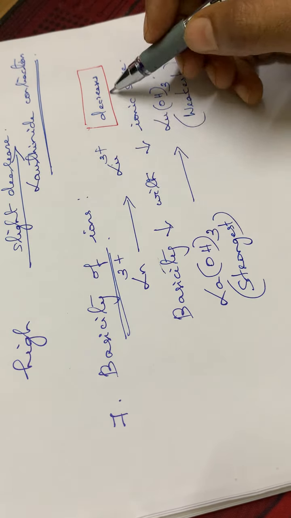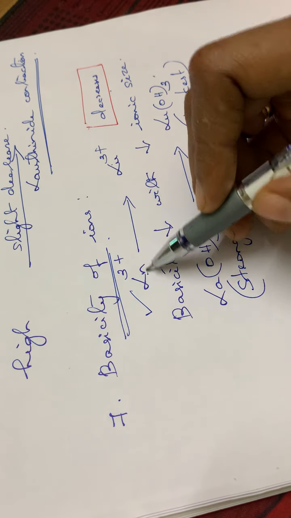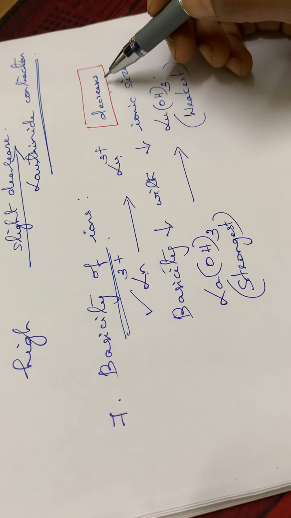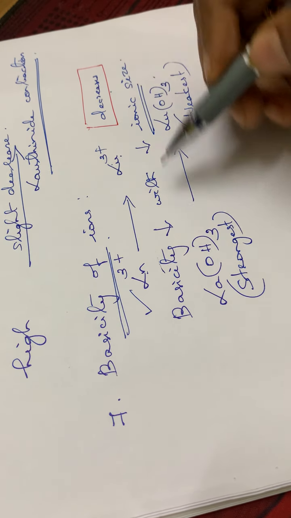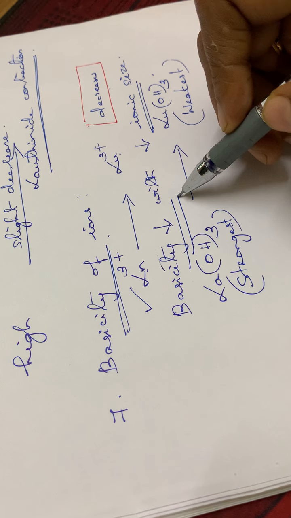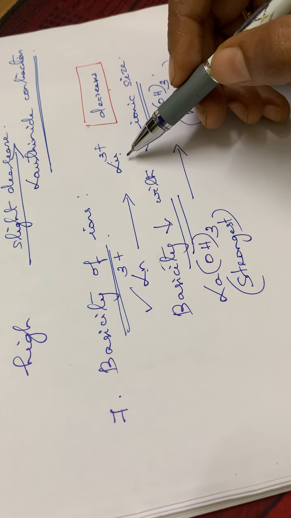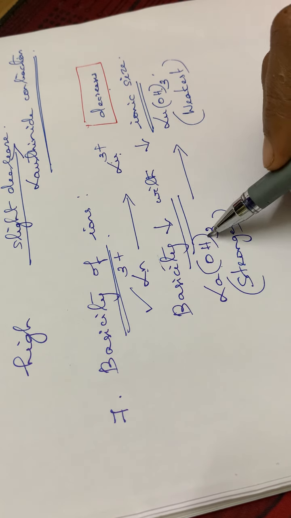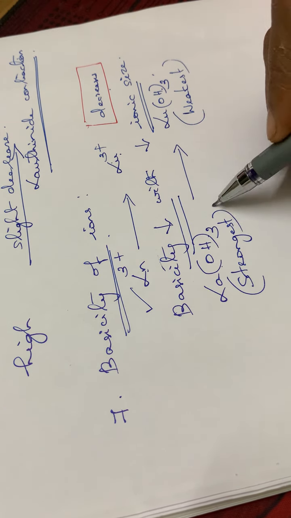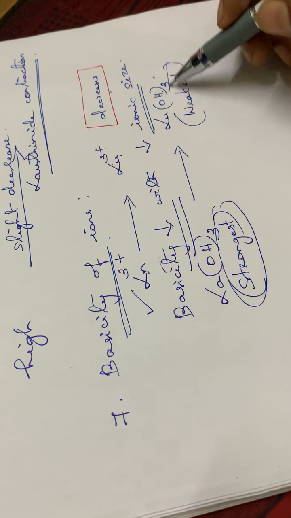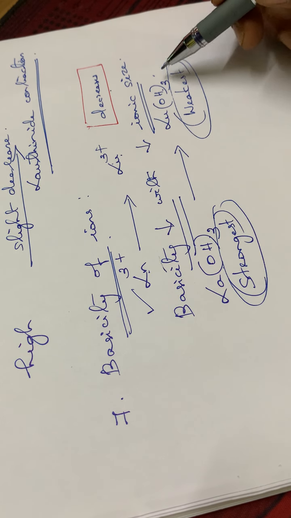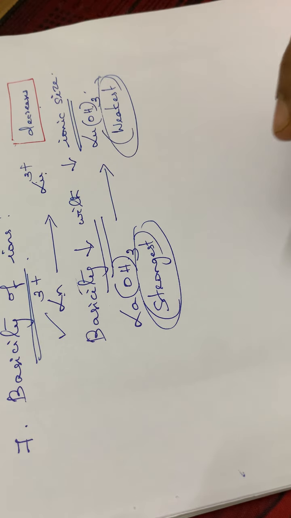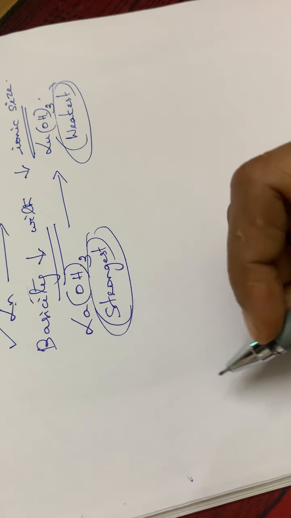So these 2 points you have to remember. From lanthanum to lutetium along that series, the ionic size decreases. With decrease in ionic size, the basicity also decreases. So while considering lanthanum hydroxide and lutetium hydroxide, lanthanum hydroxide is the strongest and lutetium hydroxide is the weakest, since it has the smallest ionic size in that series. So these are the points you have to remember in the case of basicity.